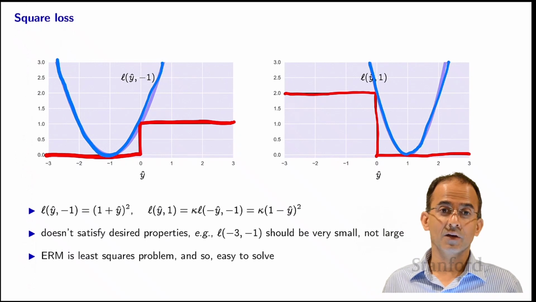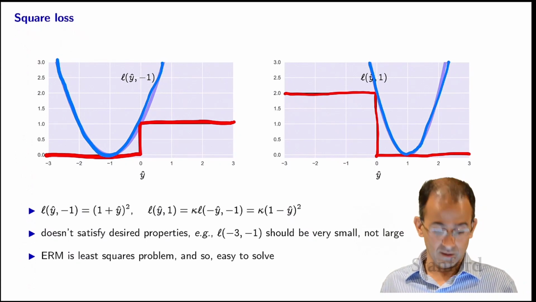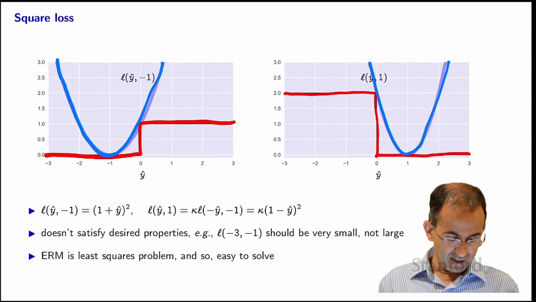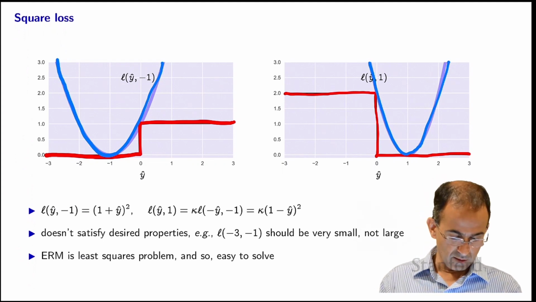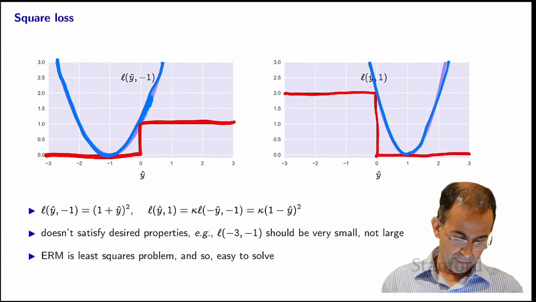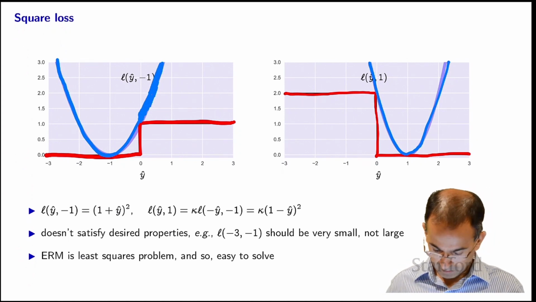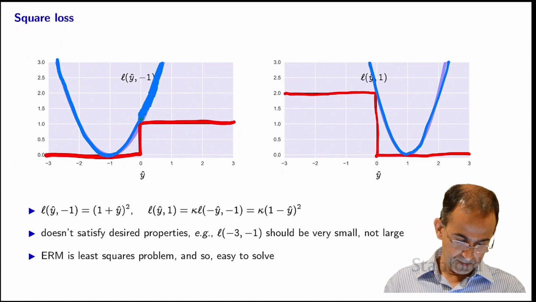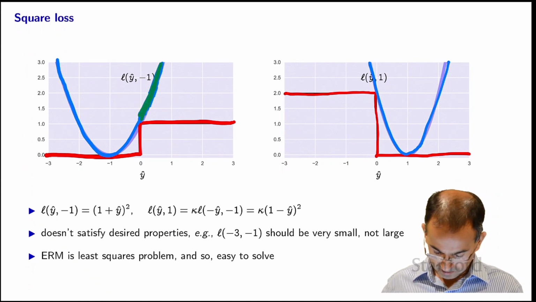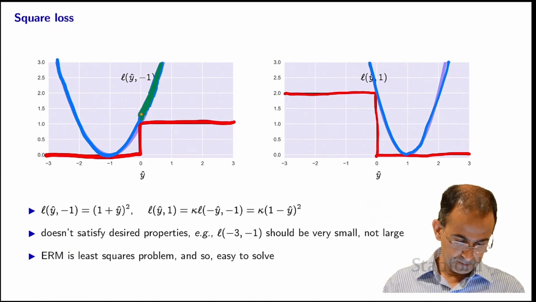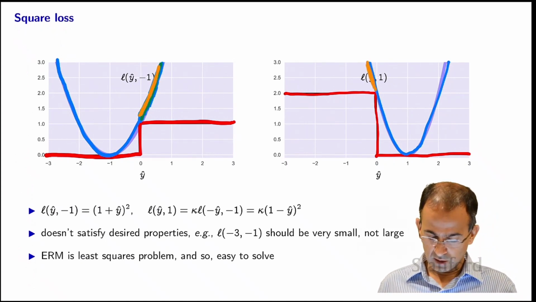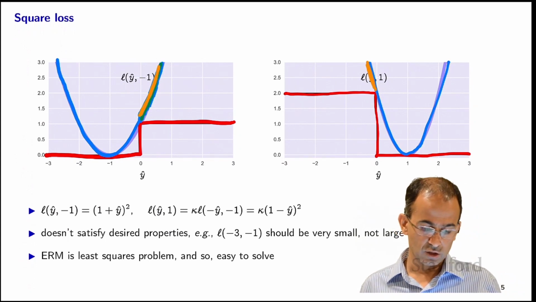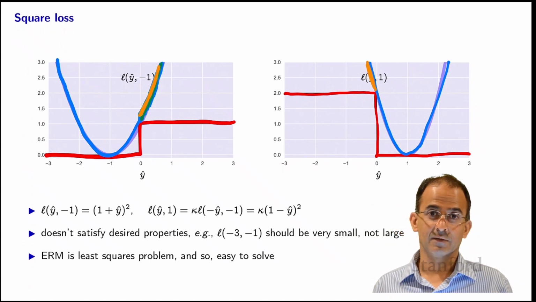And, well, it does satisfy some properties that we like. In particular, when y is minus 1, the loss is large when y hat is positive. Over here. And similarly, when y is 1, the loss is large when y hat is negative, which is what it should be.